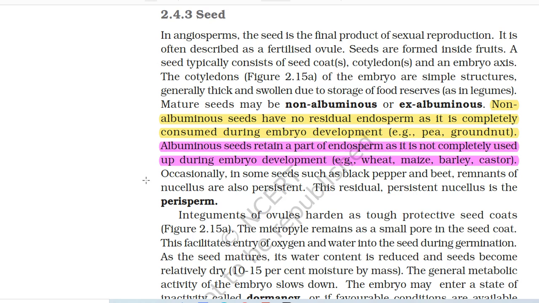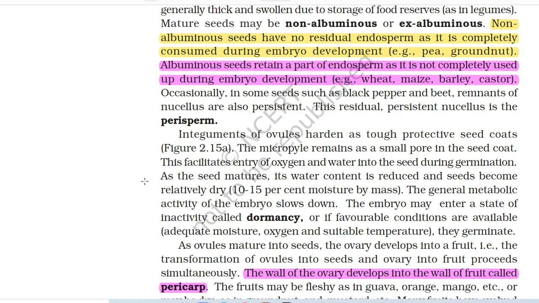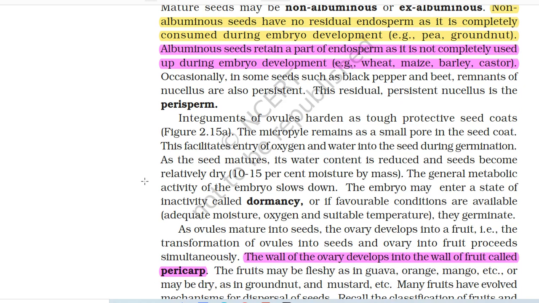Non-albuminous seeds have no residual endosperm as it is completely consumed during embryo development. For example, pea, groundnut. Albuminous seeds retain a part of endosperm as it is not completely used up during embryo development. For example, wheat, maize, barley, castor. Occasionally, in some seeds such as black pepper and beet, remnants of nucellus are also persistent. This residual persistent nucellus is the perisperm.